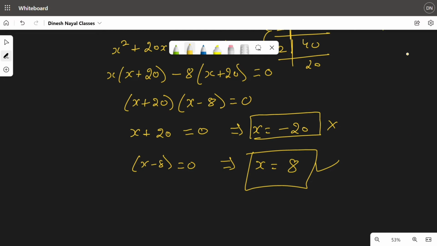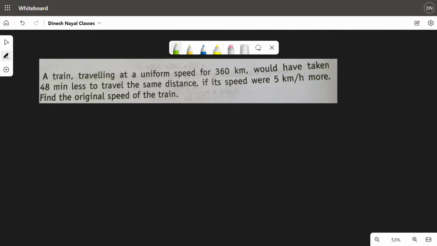Now coming on to question number 4. So here's question number 4. Question number 4 states that a train traveling at a uniform speed of 360 km would have taken 48 minutes less to travel the same distance if its speed were 5 km per hour more. Find the original speed of the train. So let's start with, what is the question? Find the original speed of the train.